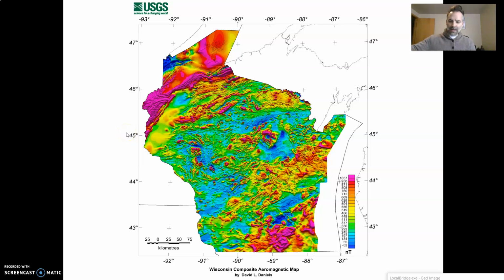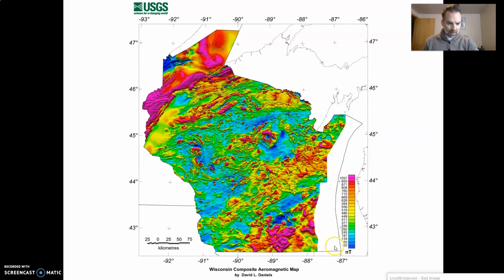So here's a magnetic strength map of Wisconsin. Essentially, like a large magnetometer, they can do an airborne magnetometer survey. They'll fly a plane that has a device underneath it, and they can actually measure the magnetic field strength of the Earth. And here's where they did Wisconsin.